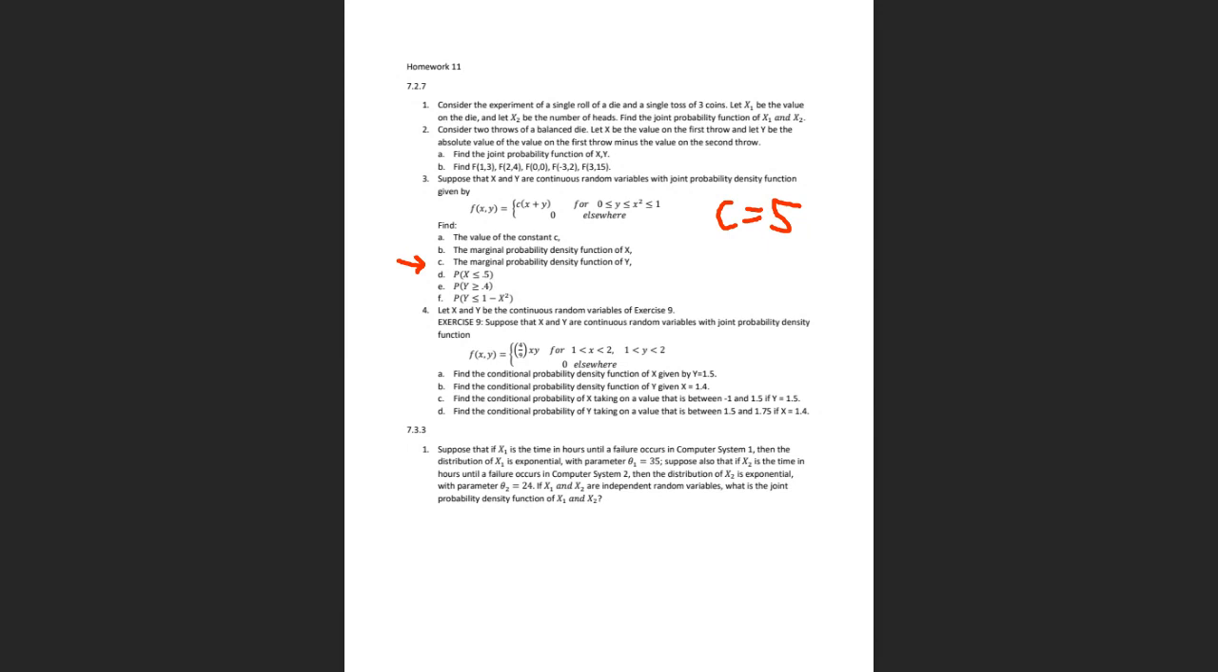Okay, so let's do it. So c equals 5 was the value I got. So the value of the constant c is 5. It asks for the marginal probability density function of y. So the marginal probability density function is f sub y of y. And this is equal to the integral of f of x comma y dx from negative infinity to infinity. Now x ranges over all values, but we don't have to worry about all values of x. The only values we care about are from the region we were thinking of.